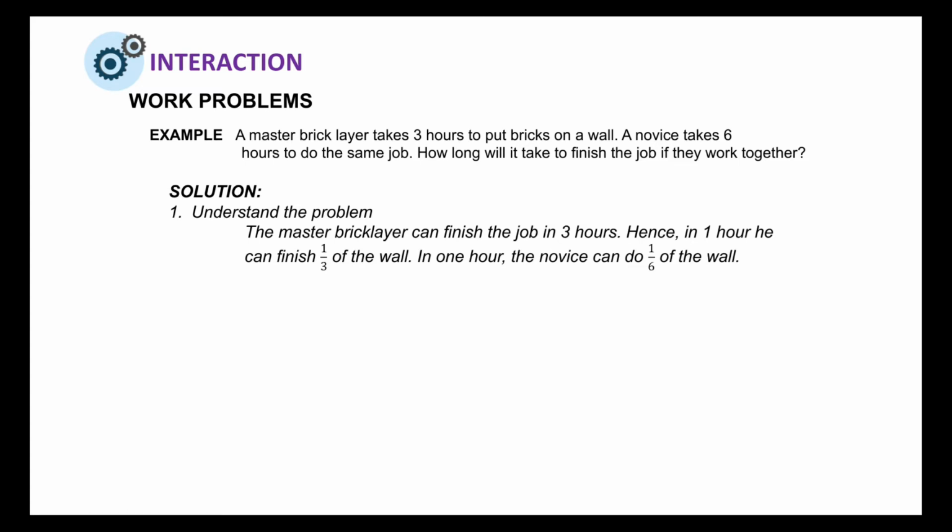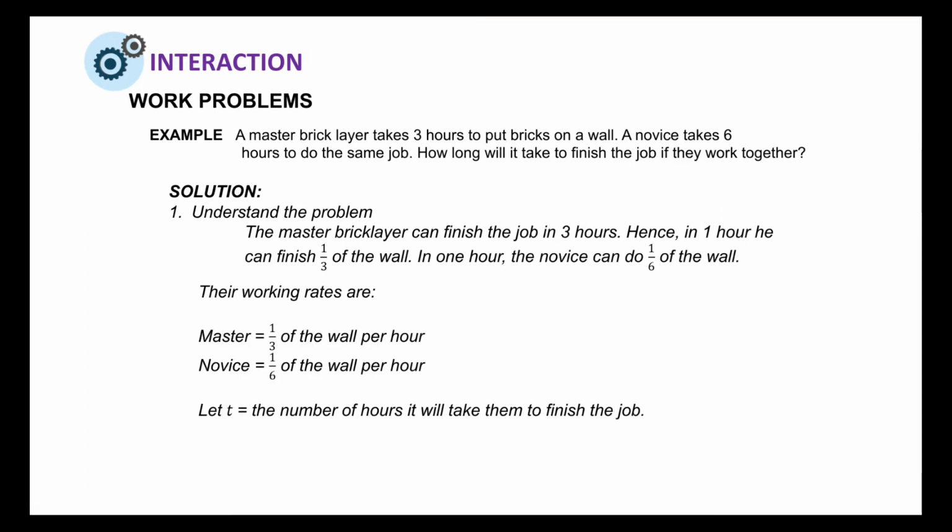Step 1. Understand the problem. The master bricklayer can finish the job in 3 hours. Hence, in 1 hour, he can finish 1/3 of the wall. In 1 hour, the novice can do 1/6 of the wall since the novice takes 6 hours to do the job. Their working rates are 1/3 of the wall per hour for the master and 1/6 of the wall per hour for the novice. So let's use t as a variable to represent the number of hours it will take them to finish the job.